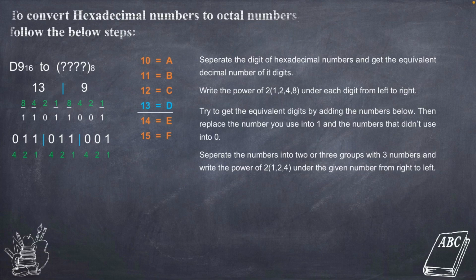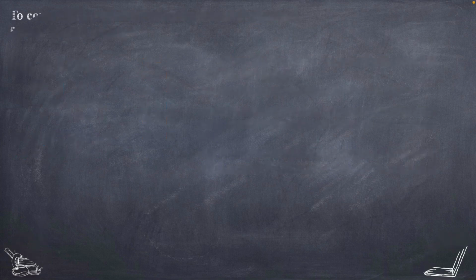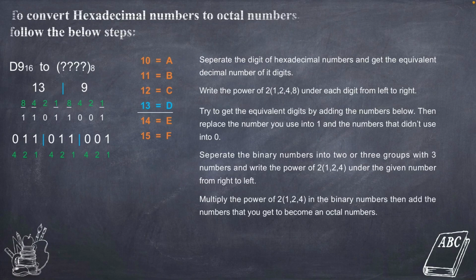na parang ganito. Tapos, next step is multiply the power of 2, 1 to 4 in the binary numbers, then add the numbers that you get to become an octal number. So, ganito yan. Dito sa unang grupo, meron tayong 0 times 4 is equals to 0. Then, 0 times 2 is equals to 0. Then, 1 times 1 is equals to 1. Then, sa pangalawang group, meron tayong 0 times 4 is equals to 0. Then, 1 times 2 is equals to 2. Then, 1 times 1 is equals to 1.